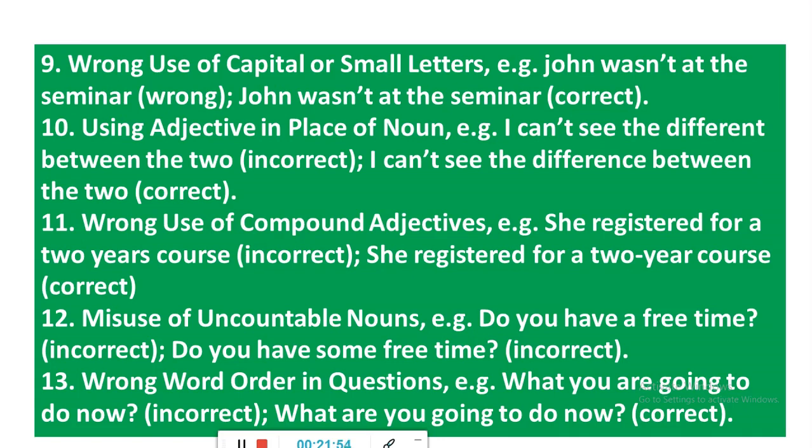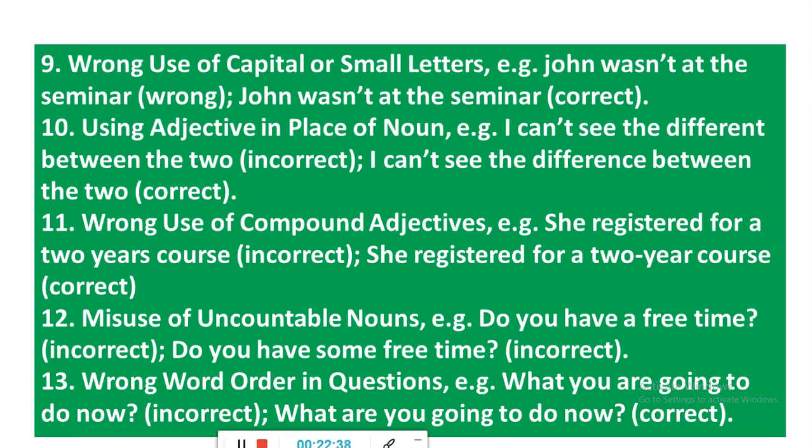You can look for a video lecture I uploaded which discusses actually the elements of the sentence structure. Now, for example, one example of using adjective in place of a noun is: I can't see the different between the two. You know, so this is a common error. Different is an adjective. You can talk of different things or different people, or different places. That is as an adjective.